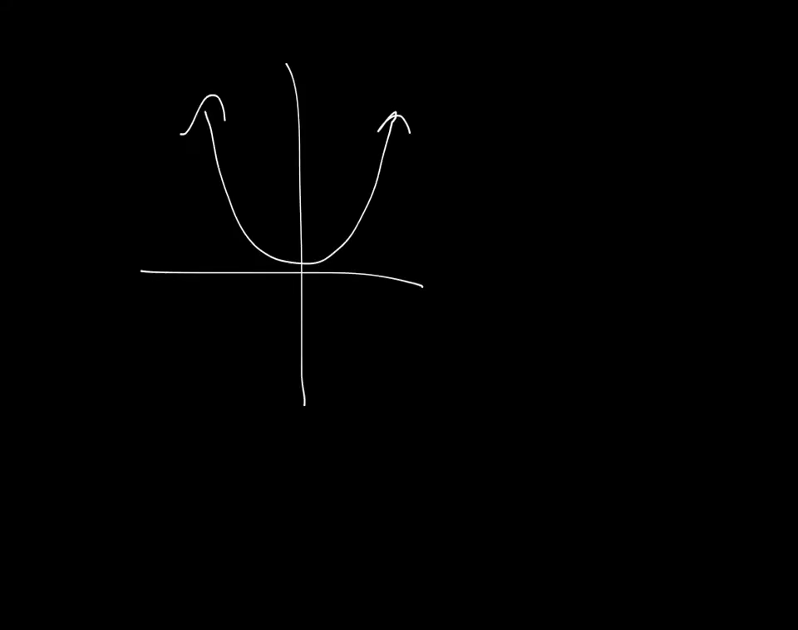If we had a parabola, this is a function because it passes the vertical line test at each point. However, it is not a one-to-one function because a horizontal line would touch it at 2 points. So that's the easy way to see it.